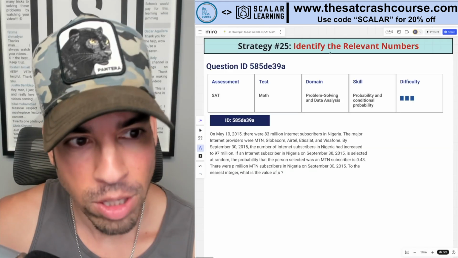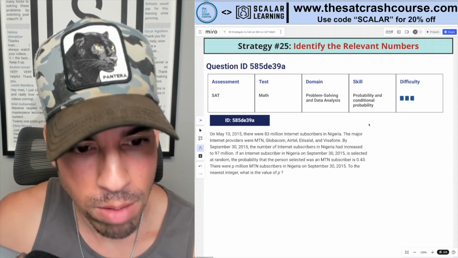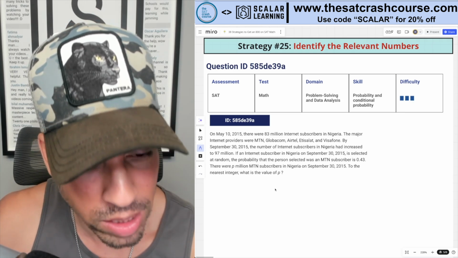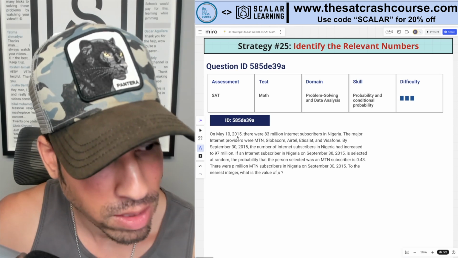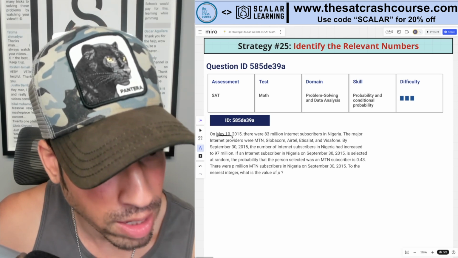Done. Strategy number 25, identify the relevant numbers. This is especially useful in a crazy word problem like this. So watch what I'm going to do. I'm going to underline everything. In May 10th, 2015, I am going to underline the date.